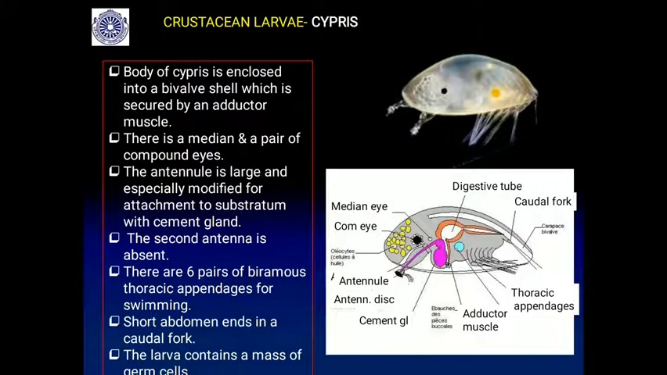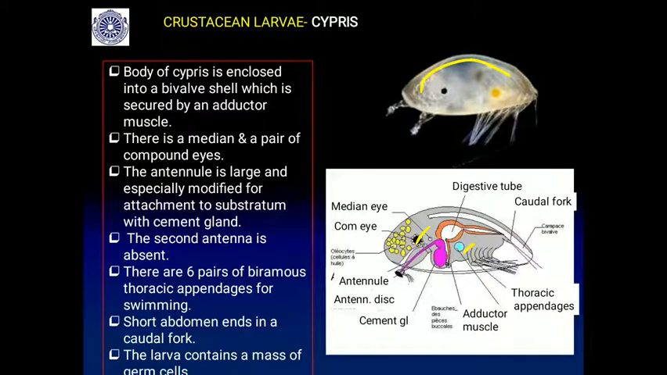How exactly is the structure of the Cypris? The body of the Cypris is enclosed in a bivalve shell similar to a molluscan shell. You will find a bivalve shell which is secured by adductor muscle. Just as in the mollusca, you will find two shells held together with the help of adductor muscles. This is the adductor muscle. There is a median eye as well as a pair of compound eyes.